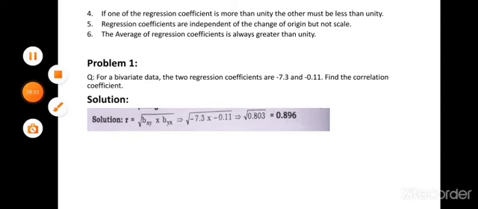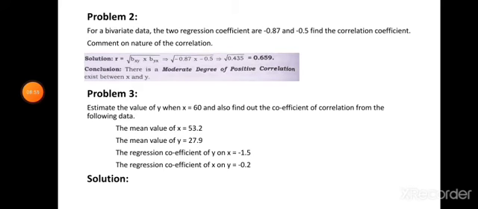Next problem, for a bivariate data, the two regression coefficients are minus 0.87 and minus 0.5. So what is r? r is the square root of bxy into byx. Substitute, take one value as bxy and another as byx. The square root of 0.659 is 0.435. There is a moderate degree of positive correlation.